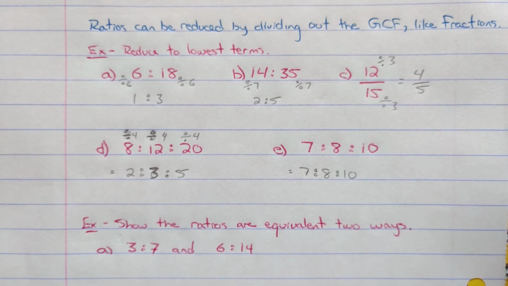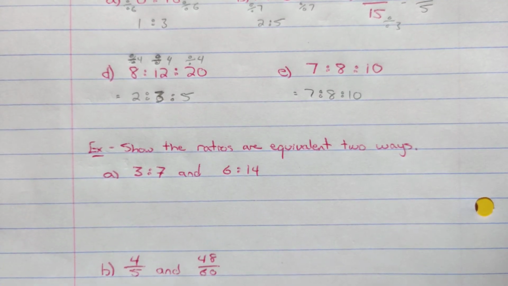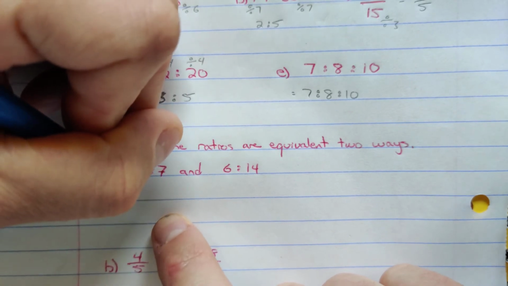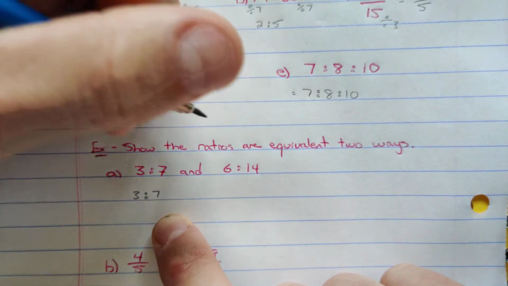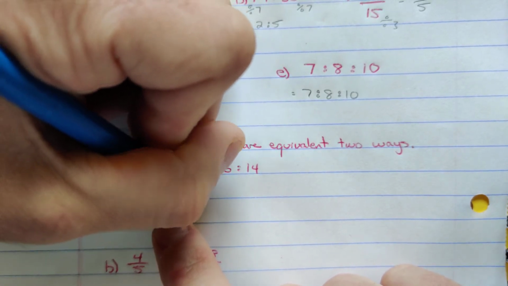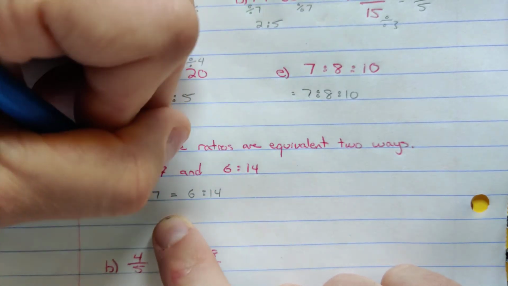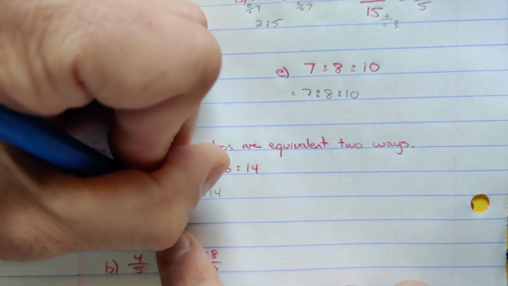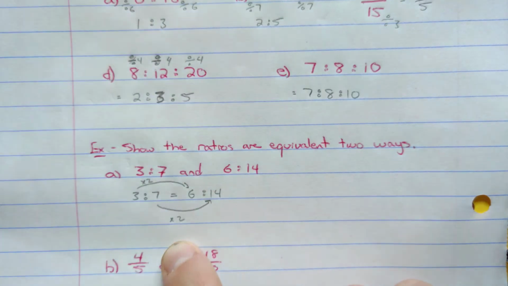And so in the next part here, we want to show that these ratios are equivalent, and we want to show it 2 ways. So to show these equivalent ratios, what we can do is show that 3 to 7 equals 6 to 14 because it can be multiplied by 2, and that can be multiplied by 2.